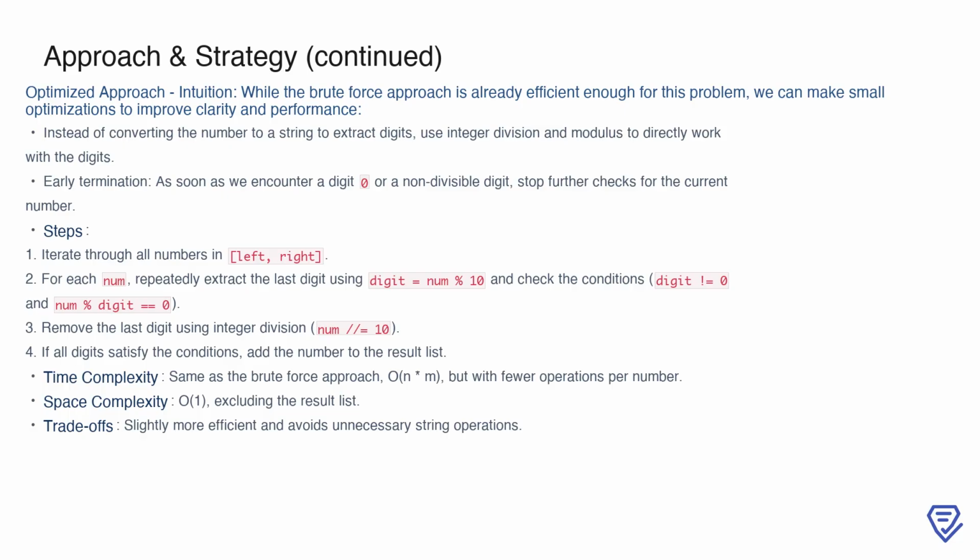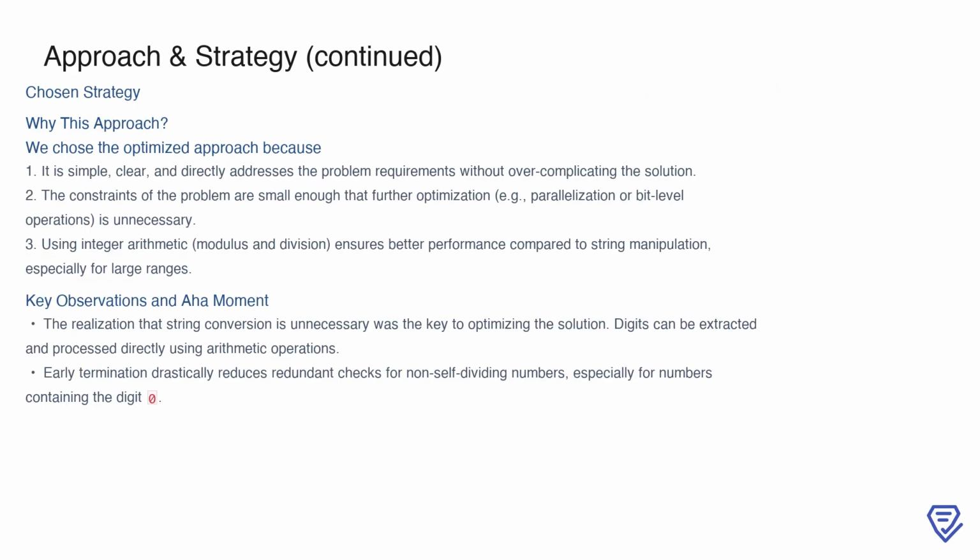While the time complexity remains the same as the brute force approach, this method involves fewer operations per number, making it slightly more efficient. It also avoids the need for additional memory to handle string conversions, keeping the space complexity minimal. The optimized approach was chosen as the strategy for solving this problem because it strikes the perfect balance between simplicity and performance. It directly addresses the problem requirements without adding unnecessary complexity, making it easy to understand and implement.